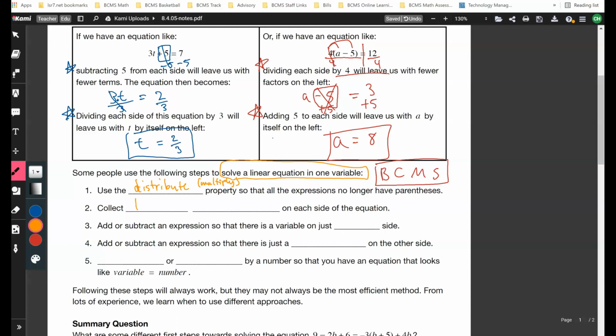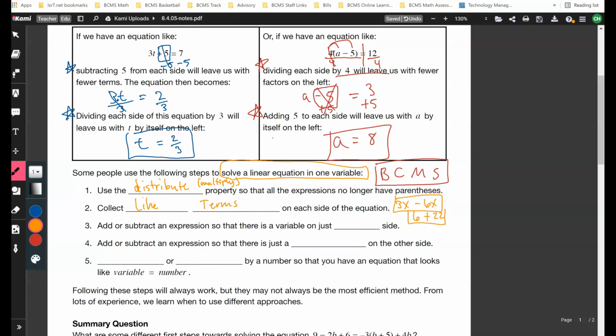Then what we do is we collect like terms, right? Those are the terms with the same variable or no variable at all, right? So things like 3x minus 6x would be like terms, or 6 plus 22, right? Those are like terms. If they're on the same side, we would combine those, right? Terms with the same variable or terms without a variable, constant numbers. Those are your like terms, all right?